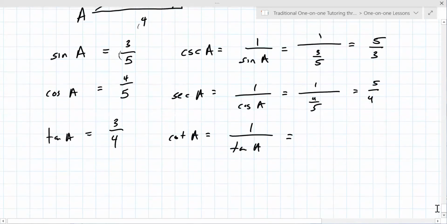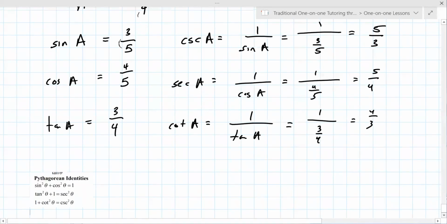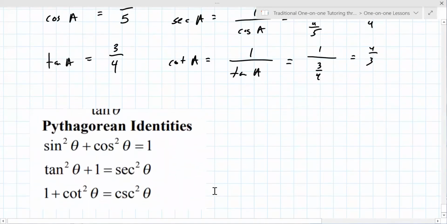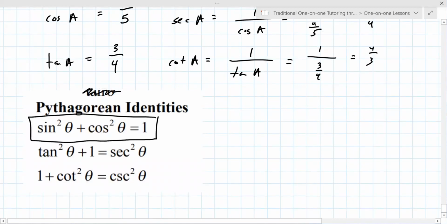Okay, so 1 over tangent A is 1 over 3/4, which is 4/3. Let me try something else here, see if you remember these. Do you remember any of these Pythagorean identities that I'm showing you here? The first one is usually the most common. This one right here. Have you seen that before? No. Okay.